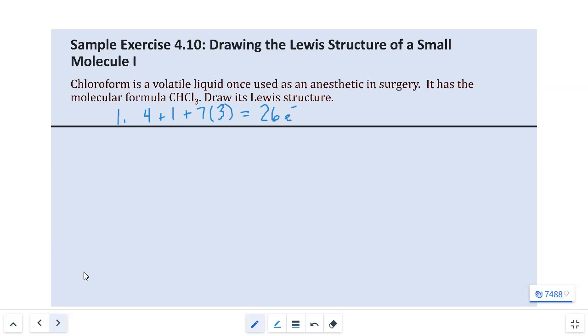It's not hard. Carbon. So carbon needs to go in the middle. Our simple structure is going to draw single bonds from that carbon to the other four atoms, the three chlorines and the hydrogen.